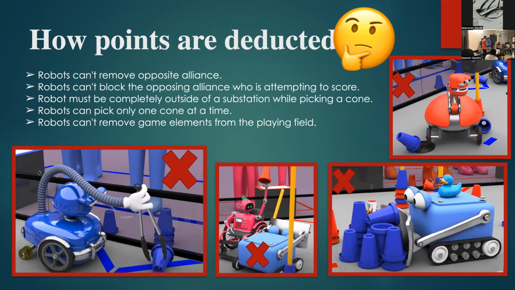Also, the robot will complete after fixing the system. The robots can only attack one at a time. The robots can't remove game elements from the playing field. That can happen to us in a match. If you do any of this, it is -1. I don't know how much exactly, but you should not think about the negative, just go on.